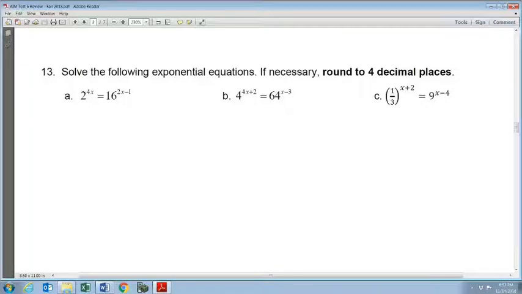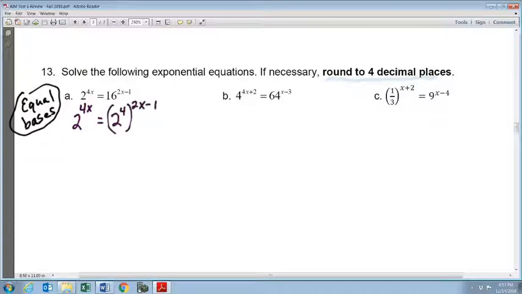All right, so now we're solving equations, exponential equations in particular, and notice their directions: round to 4 decimal places. So I want to remind you, in problems like these, we can get the bases equal. That's one of our strategies for solving exponential equations. So if you look at the first one here, on the left side we have 2 to the 4x, and on the right side we can write 16 as 2 to a power. It's actually 2 to the 4th power. And so we're just going to replace 16 with 2 to the 4th.